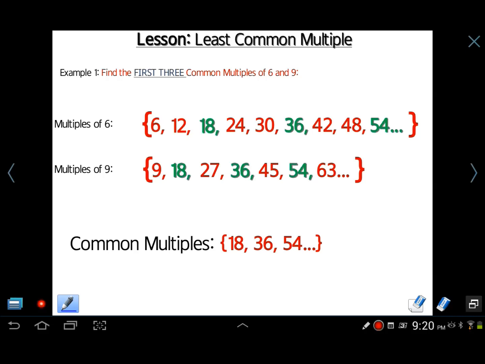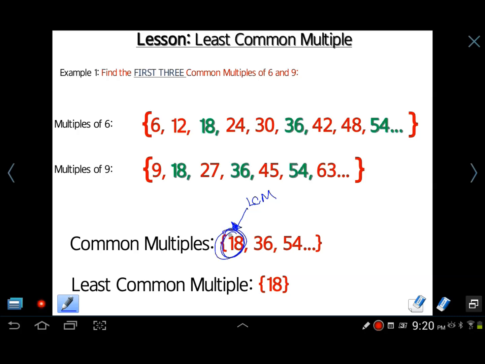And then this leads into, you guessed it, least common multiple. Now looking at that list, all you have to do is point out the one number that's the smallest. 18 is the LCM right there. That's our least common multiple. That's the smallest number that is common to both 6 and 9, and it's a multiple of 6 and 9. 18 is a multiple of 6, and 18 is a multiple of 9.